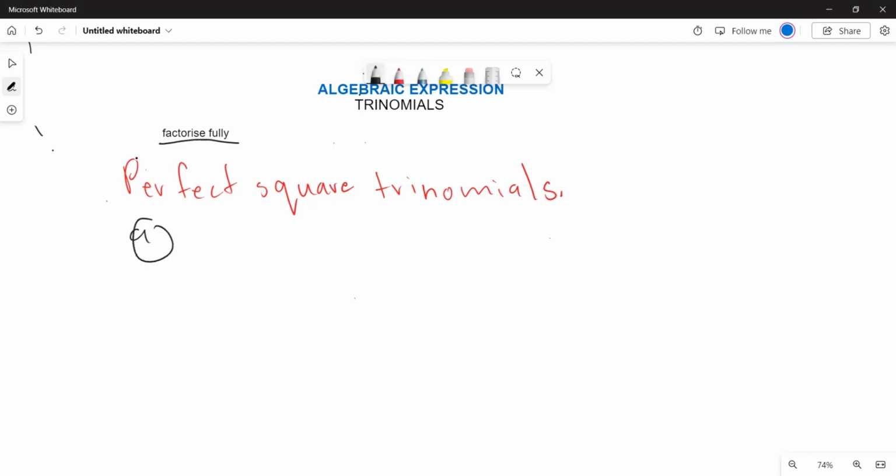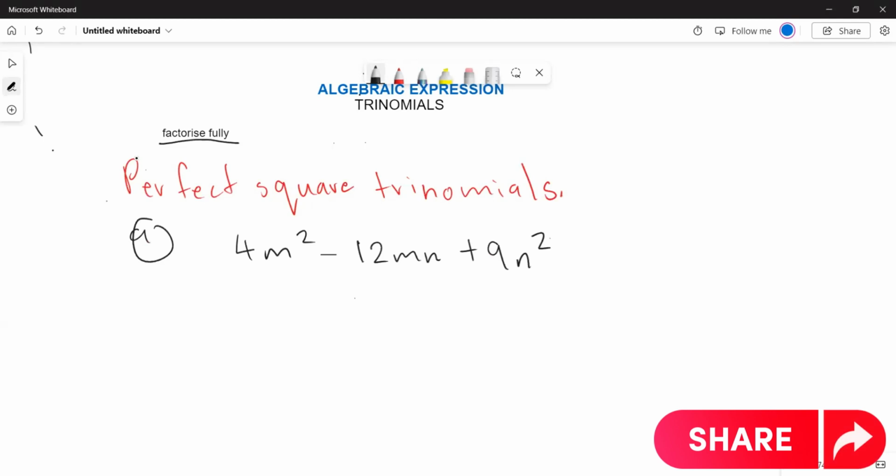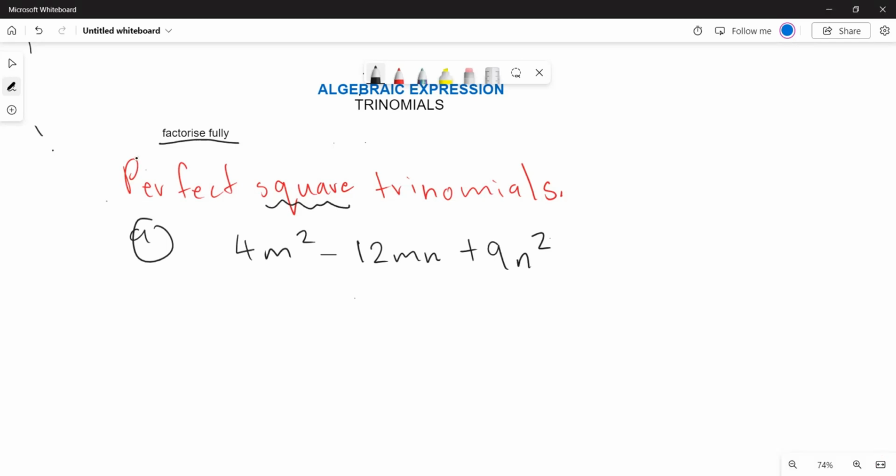Let's say now your number 1a, you are given 4m squared subtract 12mn and then plus 9n squared, right? Now, remember, this is a perfect square trinomial. Since this is a perfect square trinomial, you see the word square. So what is the key thing that you need to firstly be in a position to identify? The square numbers, right?